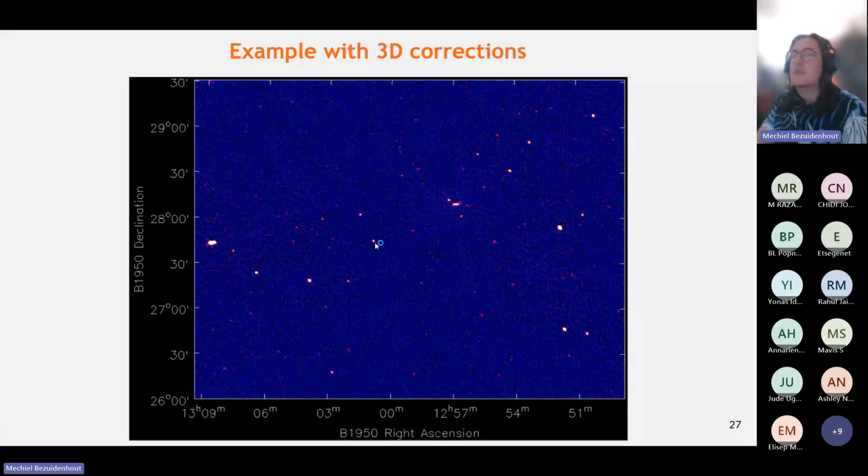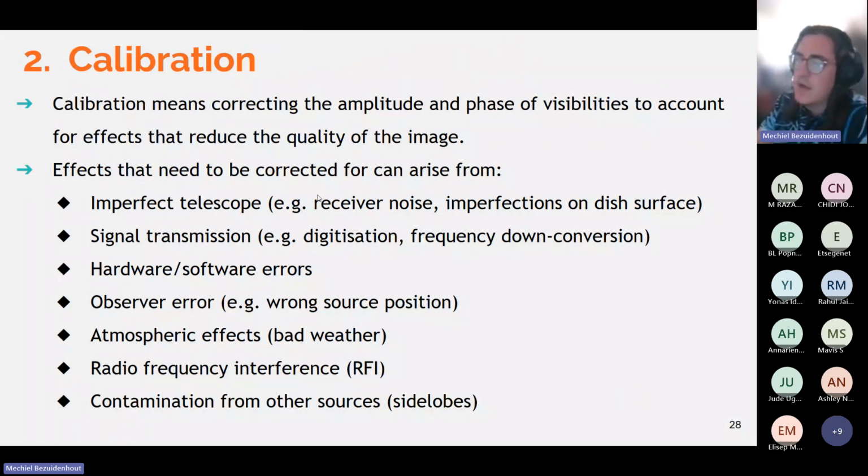Right. So that's how we get the basic picture of how we get an image. We can also improve the image by doing calibration. Calibration means correcting the amplitude and the phase of visibilities to account for effects that reduce the quality of the image. There are effects that we know about, and we can change the amplitude and phase of the visibilities to correct for those effects. Some of these effects include the fact that you have an imperfect telescope.